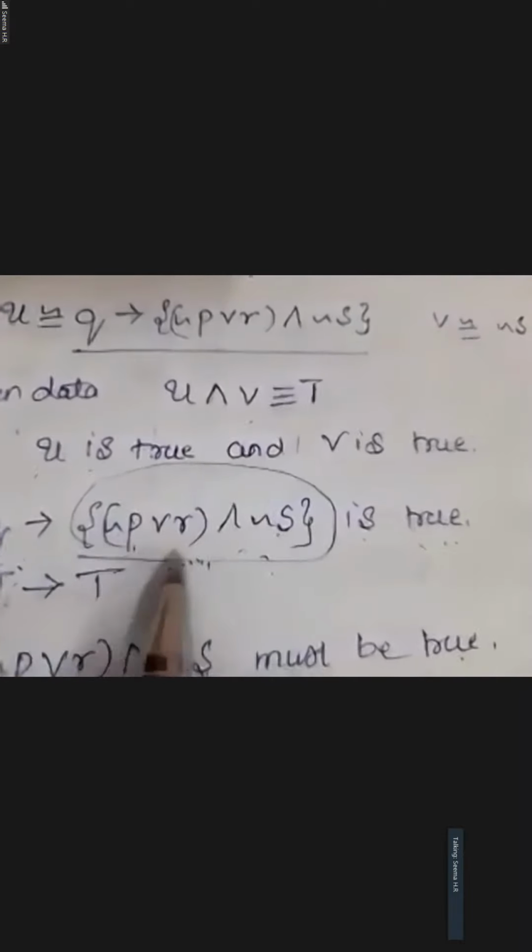But from the given data, we have Q as true. Since Q is true, obviously the second term should also be true. Otherwise, true implies false will become false. If by chance you consider this as false, true implies false will become false, and it will contradict our given data, true. Therefore, you have to take the second statement as true only.